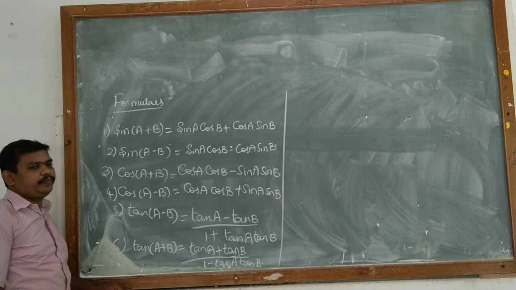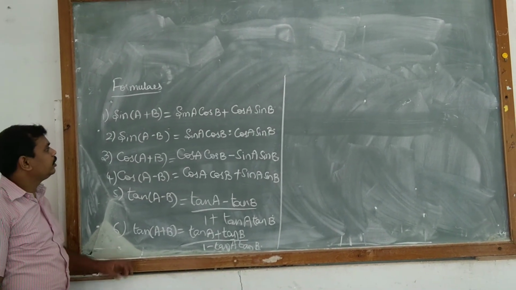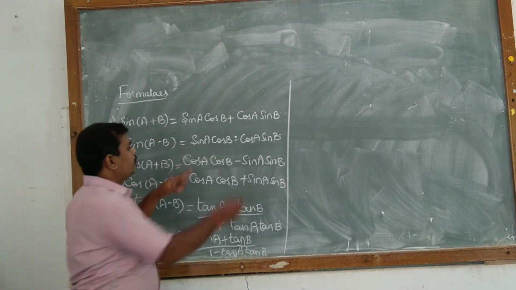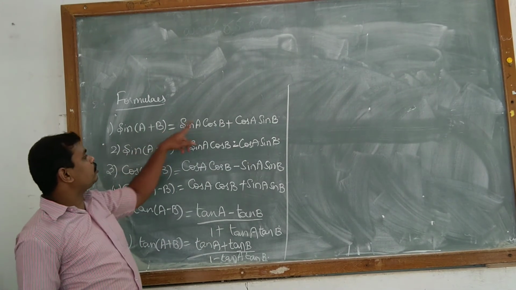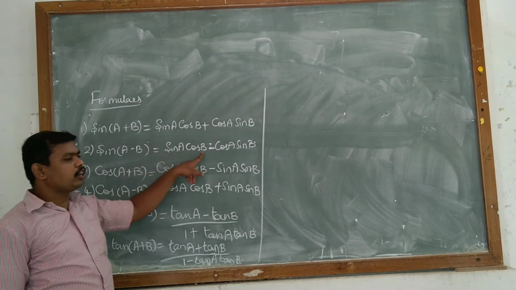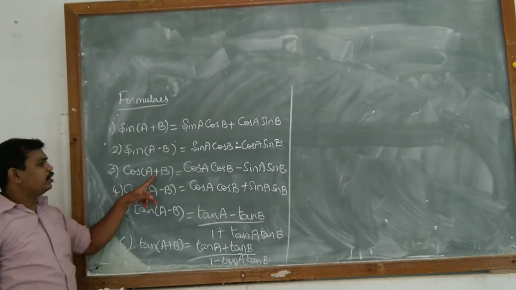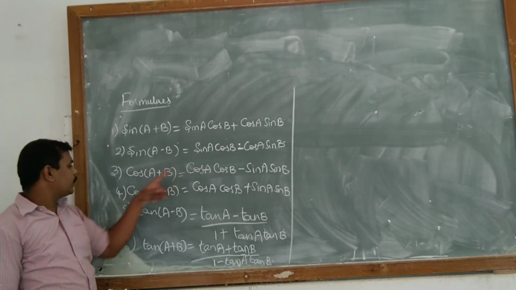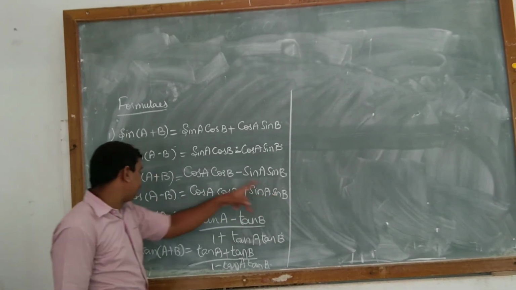Sin A plus B. That is sin A cos B plus cos A sin B. Next, you have sin A minus B. That is sin A cos B minus cos A sin B. Similarly, cos A plus B is cos A cos B minus sin A sin B. Cos A minus B is equal to cos A cos B plus sin A sin B.